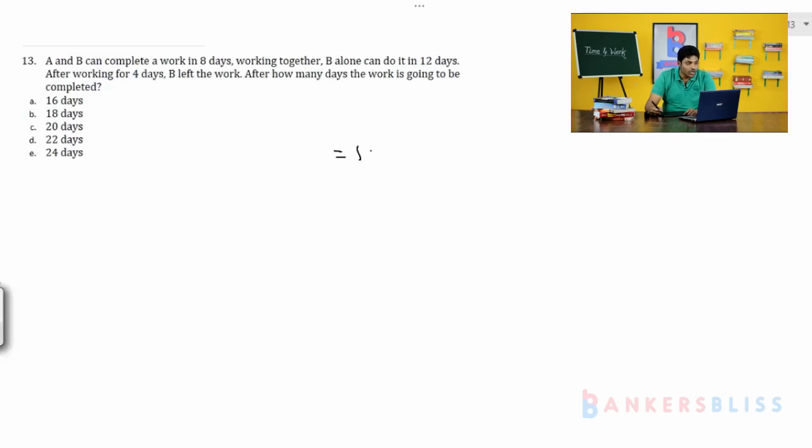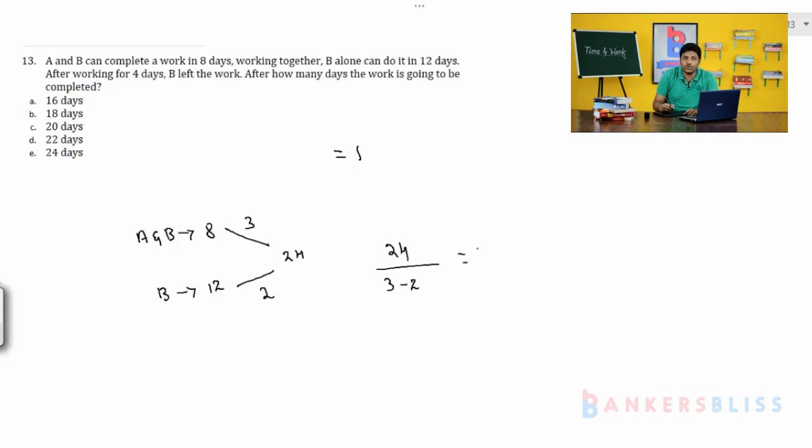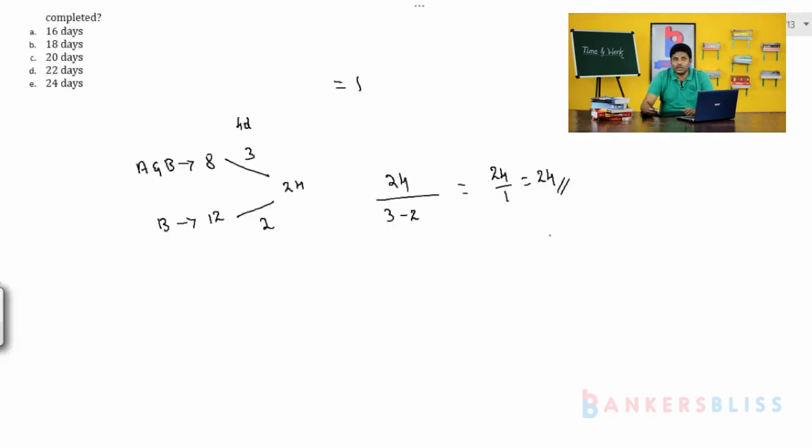Now A and B 8 days, and B alone 12 days. What is the LCM? 24. 12 2s are 24, 8 3s are 24. So 24 divided by 8 gives 3 for A and B both, and for B it is 2. If you subtract, you are going to get A, that is 1. So 24 by 1 is equal to 24. A takes 24 days to complete the task.